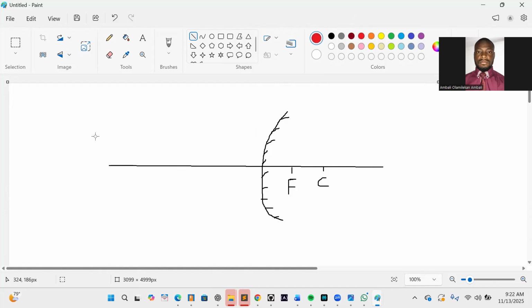If the object is at infinity, remember I said in the last video that if the object is at infinity, the rays coming from those objects will be parallel. So we have those parallel rays that come from infinity. That means the object is at infinity. That's the first one.